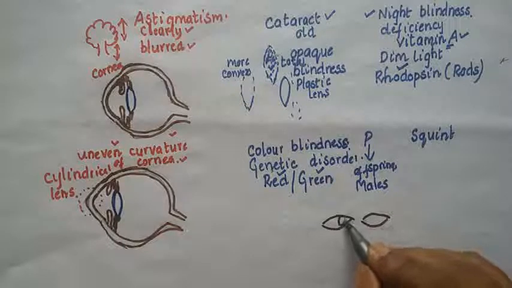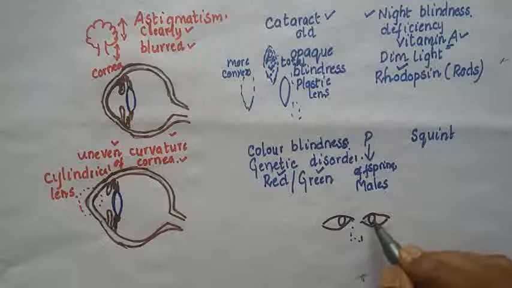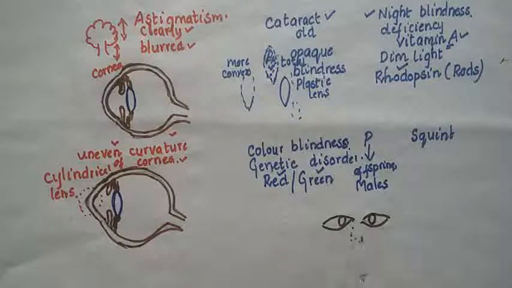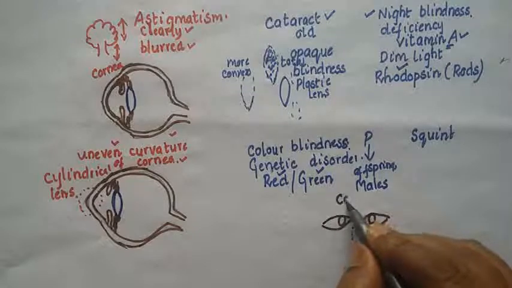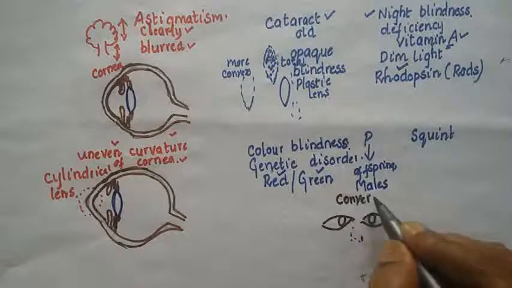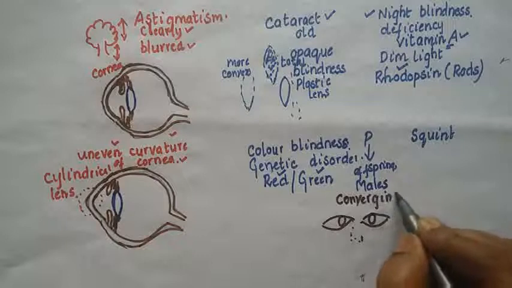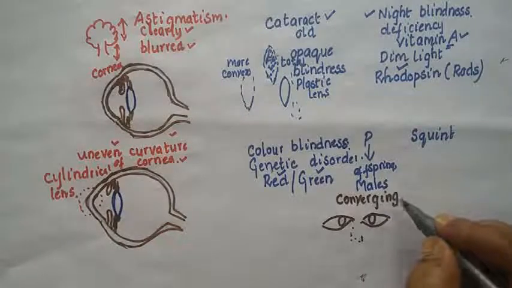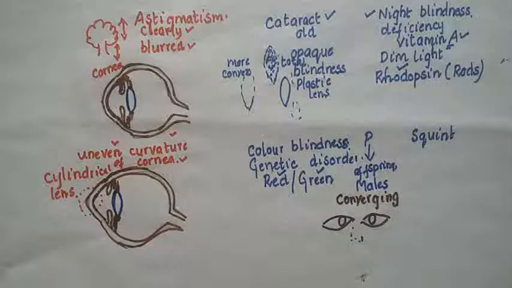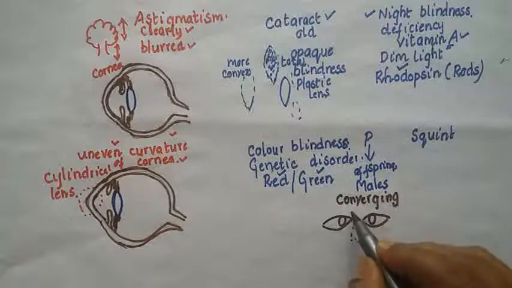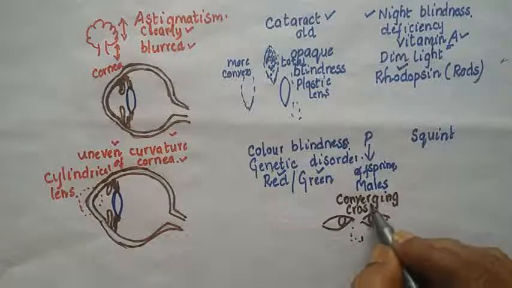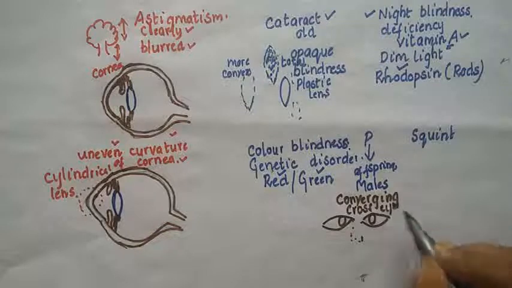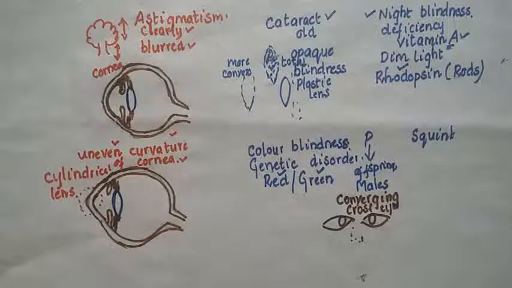So in the first condition, you can say that the eyeball is pointing towards our nose. In this condition of the squint eye, we call it converging eyes. What do we name it as? Converging eyes, or we call it cross eyes.